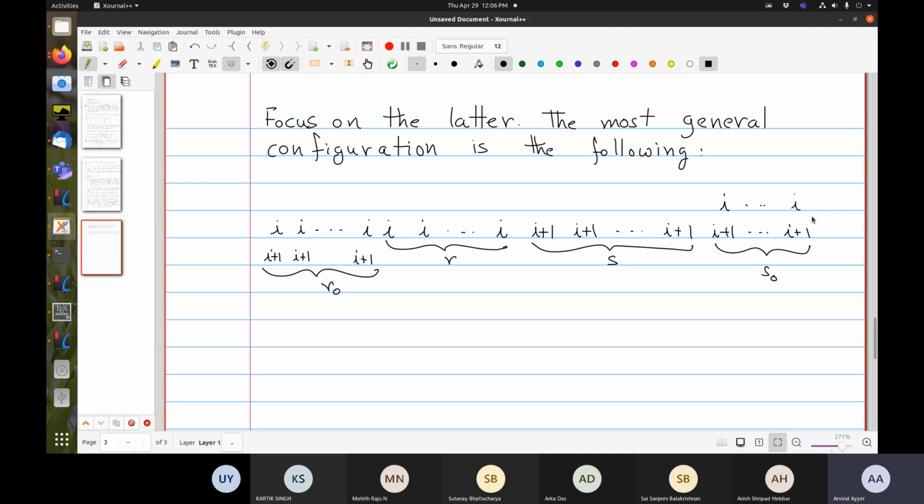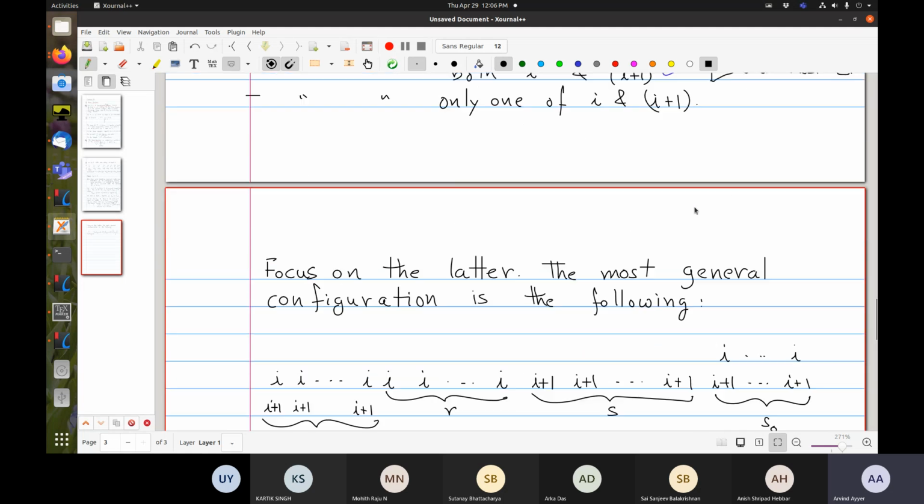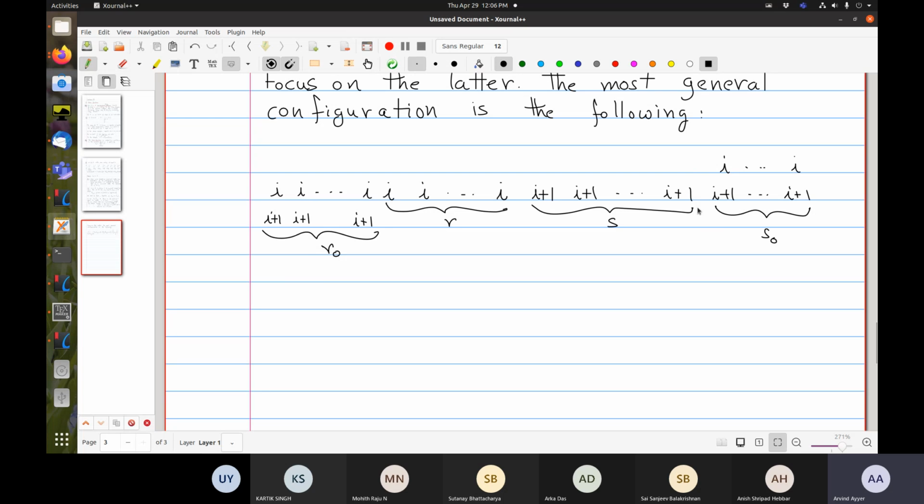So a general blob which contains both I and I plus 1 is like that. There are of course degenerate cases, and there could be many of these separated all over the place over lambda. There could be one here, etc. In different columns, of course, not in the same column.